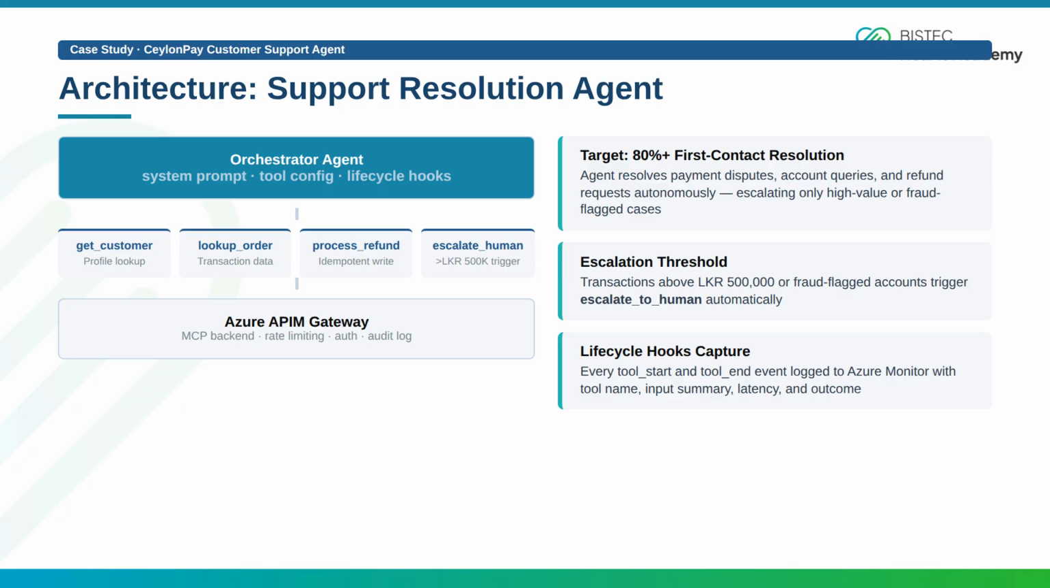The business targets that shape this architecture are specific: first contact resolution of 80% or better, meaning the agent resolves the issue without human handoff for at least 4 out of 5 cases. Escalation is automatic and mandatory for any transaction above LKR 500,000 or any fraud flagged account. The Escalate to Human tool is called with no discretion applied, and every tool call is logged to Azure Monitor with the tool name, input summary, latency, and outcome for compliance auditing.